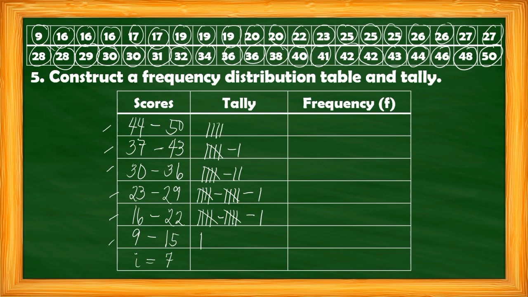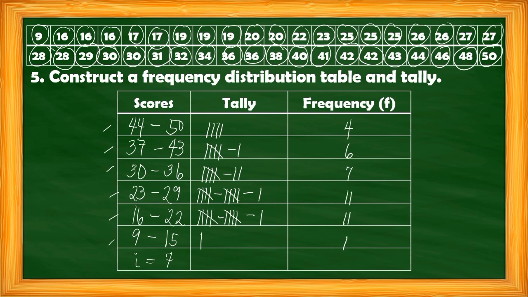Next, sa frequency naman, i-convert lang natin yung mga tali into numbers. So, yung 44 to 50, meron po tayong 4 dyan. And then, dito sa 37 to 43, 6. Tapos, 7, 11, 11, saka 1.